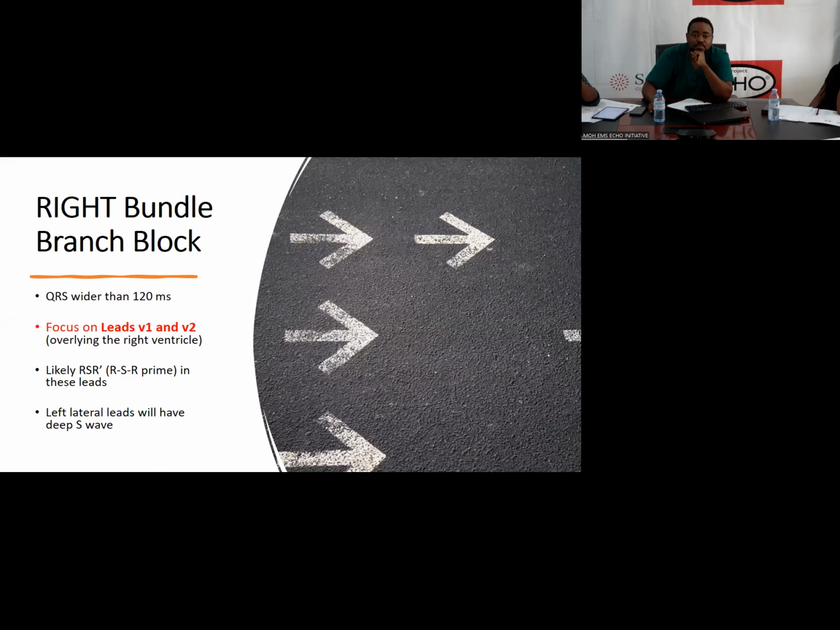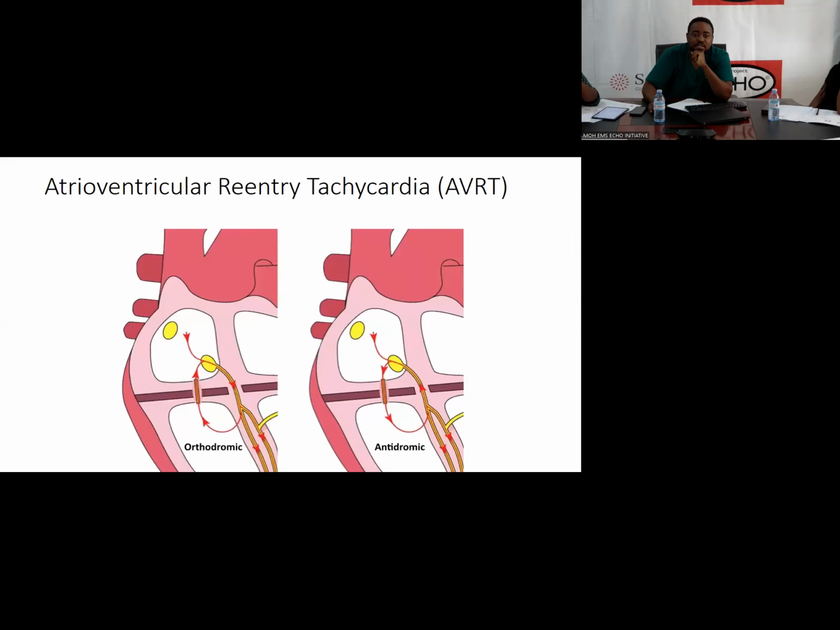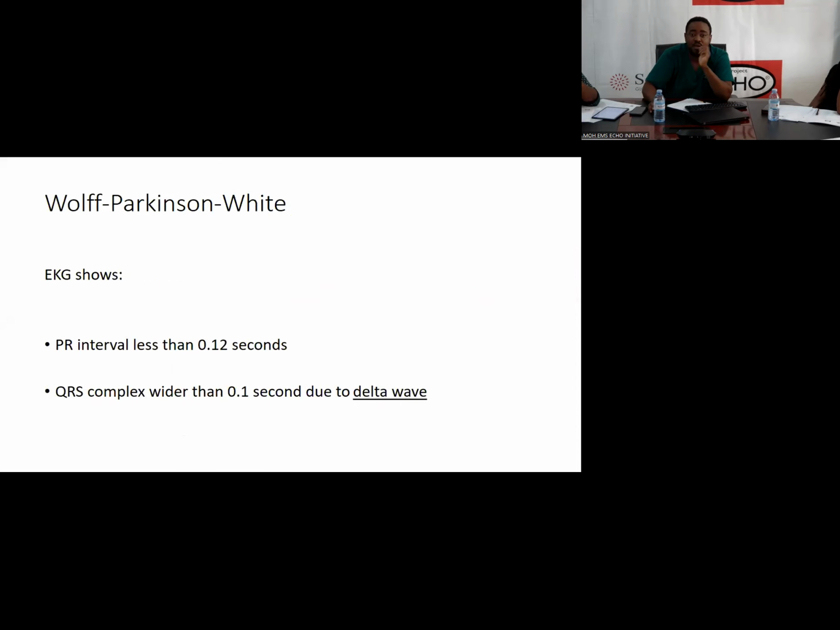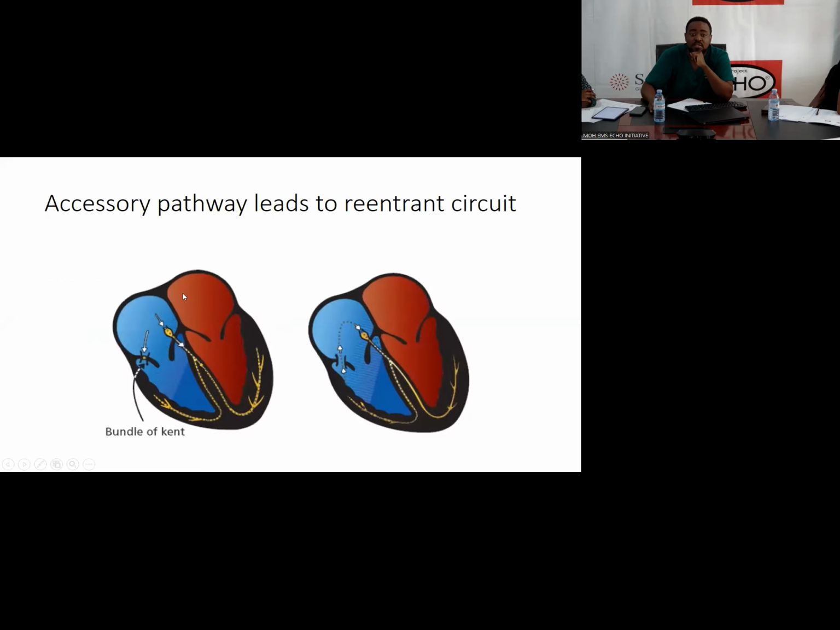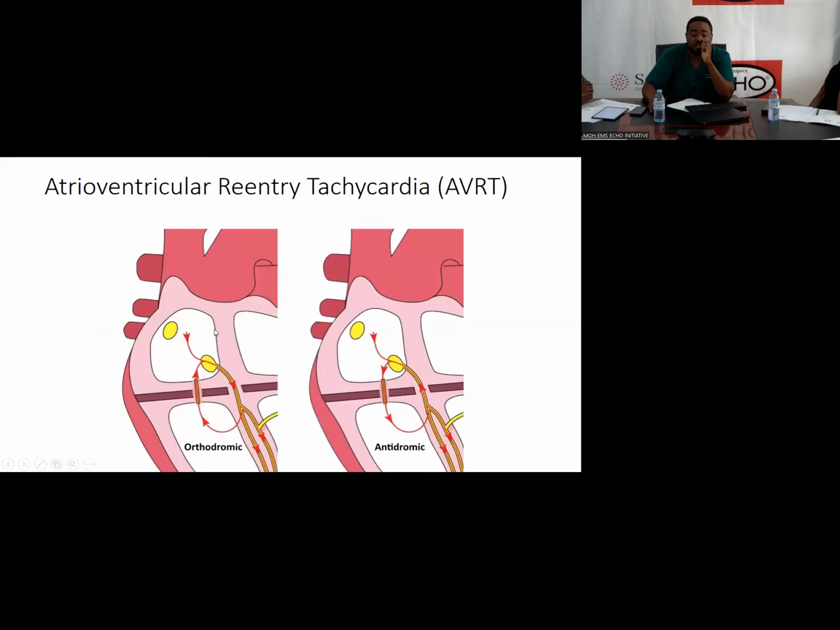So I'll stop at this point, but I just wanted to talk about this, which is also quite a common arrhythmia, the WPW. So WPW is where we have an abnormal bundle that's connecting the ventricles and the atria, called the bundle of Kent. So this is congenitally present. So this is an arrhythmia that we tend to diagnose early in life. So this is what it looks like.